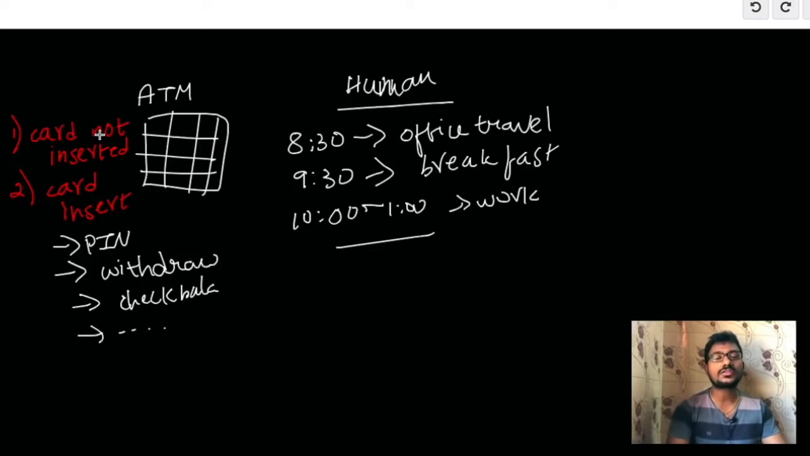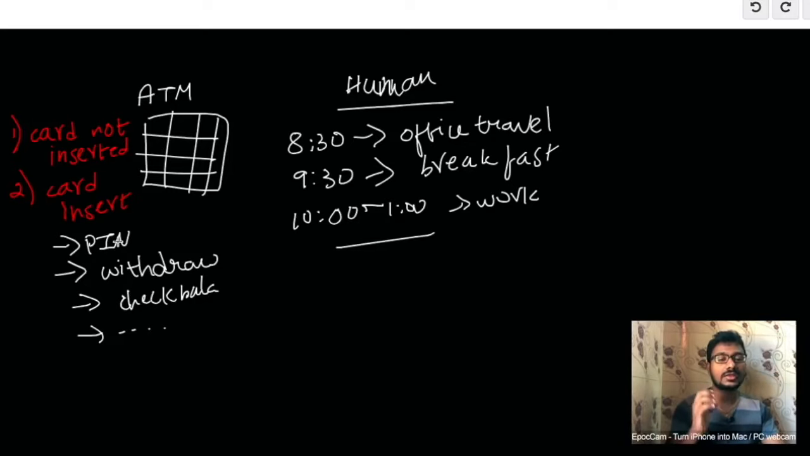First state is card is not inserted into the ATM machine. Second state is card inserted into the ATM machine. These are the 2 internal states. If you are in the first state, if you haven't inserted your card into the ATM machine, then you could see only the advertisements and promo videos on the ATM display screen. If you have inserted your card, then the ATM machine would ask you for the PIN number.